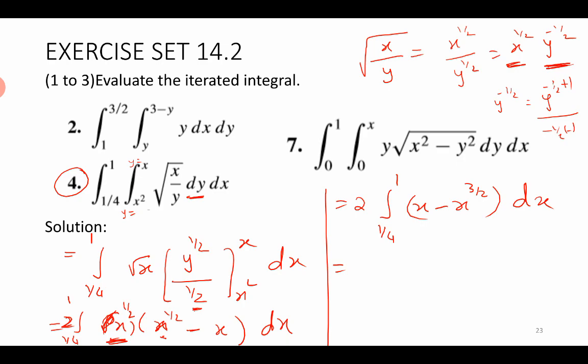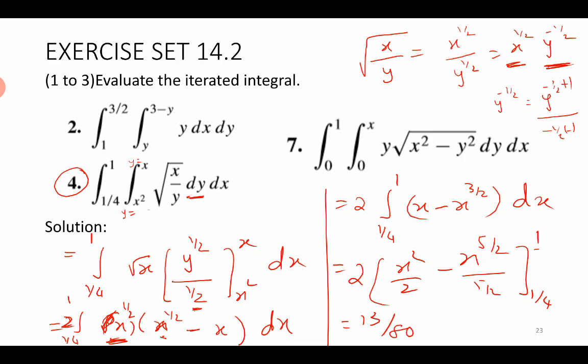And now it is ordinary single variable integration, isn't it? First term will be x square over 2, second term will be x raised to 5 over 2 divided by 5 over 2, with the 2 constant outside, from 1/4 to 1. Now you can substitute the upper limit and lower limit and get the answer. Answer is 13 over 80.